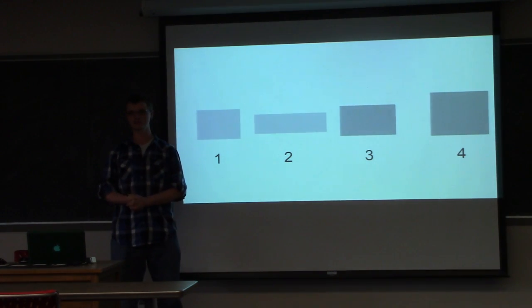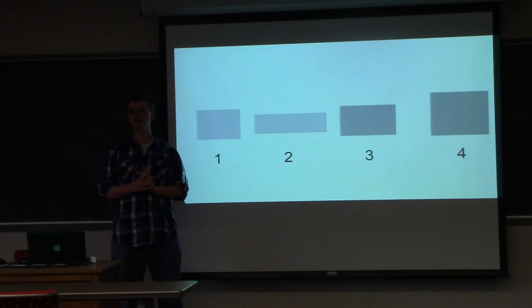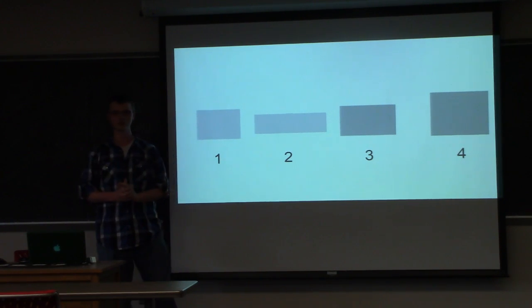A study in the 1800s by a psychologist named Gustav Fechner found that he would have found rectangle number 3, which is made with golden proportions, the most aesthetically pleasing.